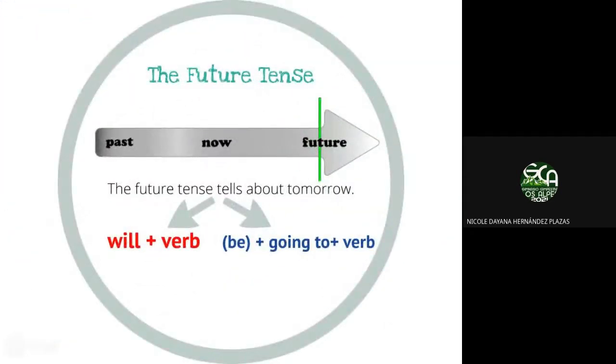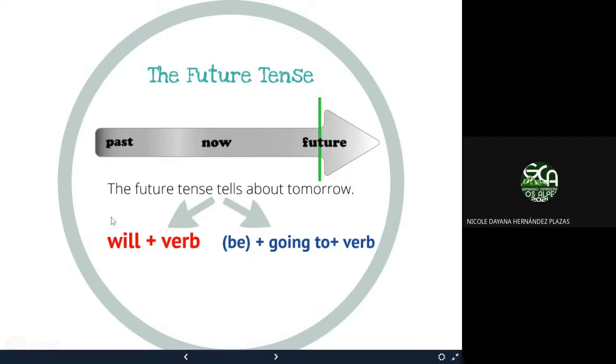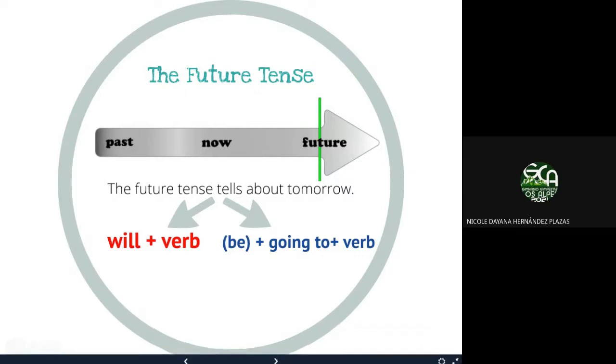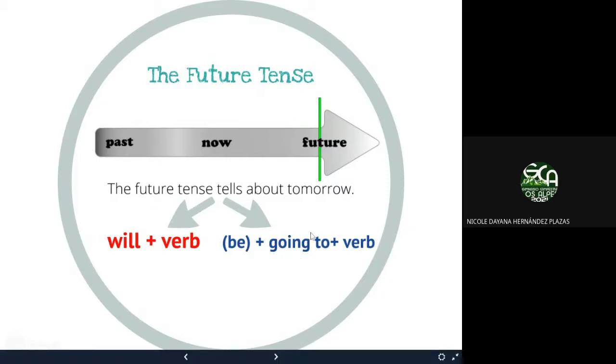Remember this, guys. In English, as we were saying, we have three main tenses. We have past, present, and of course, the future. The future, as I told you, is to talk about tomorrow. And today we are going to be focusing on this: will and be going to.